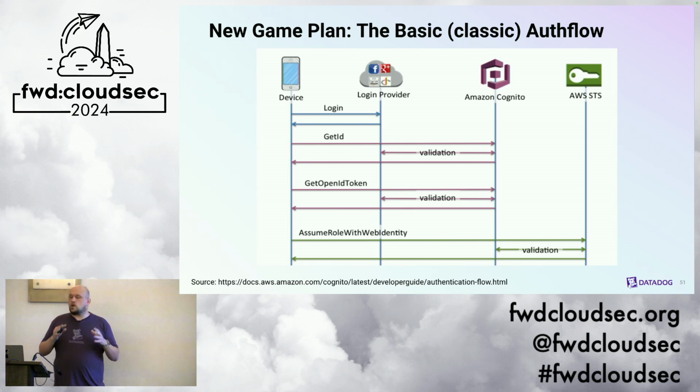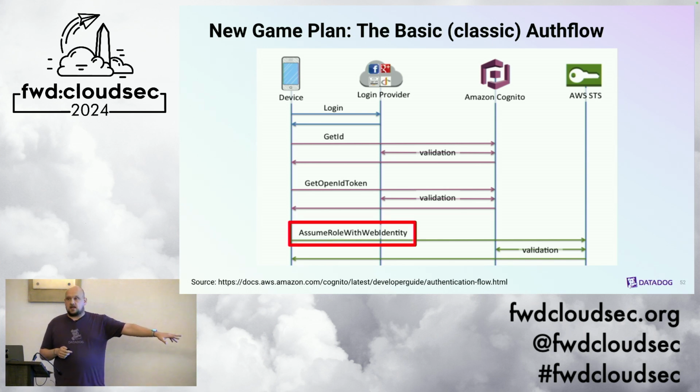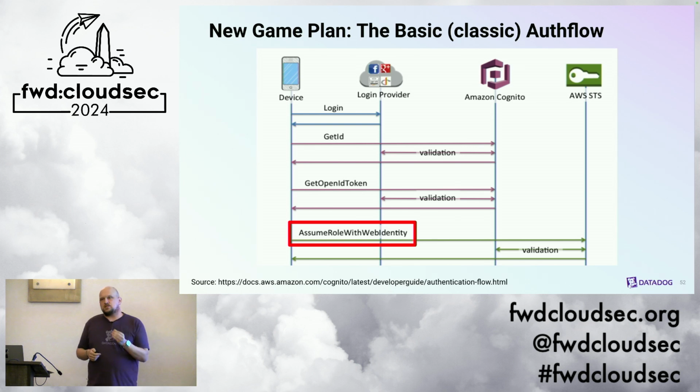Now, for our purposes, we are primarily interested in the basic auth flow because the final operation in that procedure is AssumeRoleWithWebIdentity. And the reason we care about that is because that particular API call has a parameter for role ARN, allowing us to specify a different role in somebody else's account.